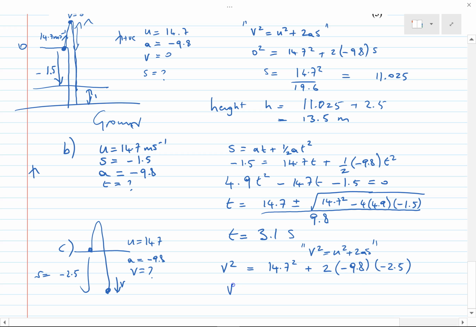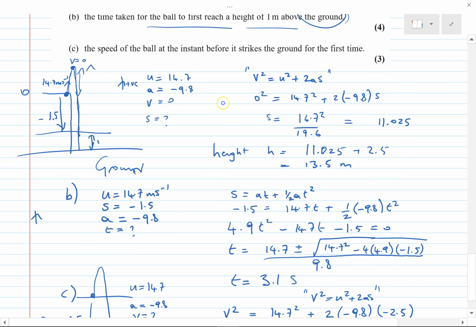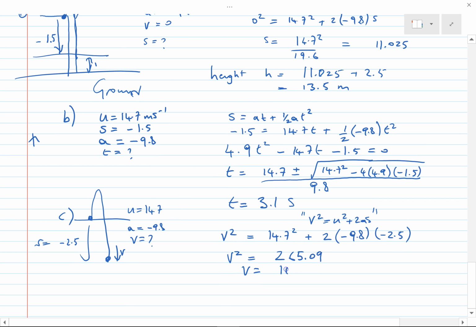So that gives us v squared is equal to 265.09. Taking the square root of that, we get 16.3. Now let's look at the question. It asks for the speed, so we want a positive answer. If it asks for the velocity, taking upwards as positive, we could say that it's negative, but it's asked for the speed, as it will normally do, 16.3 meters per second, but it's going in the opposite direction. So I have to be careful with signs there.